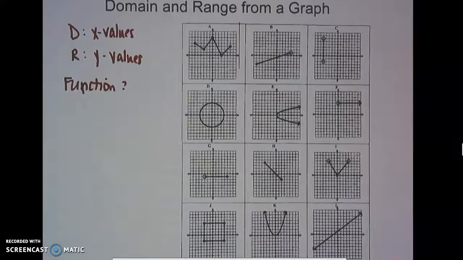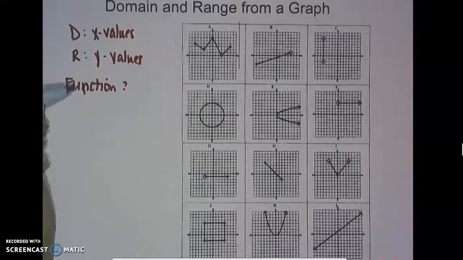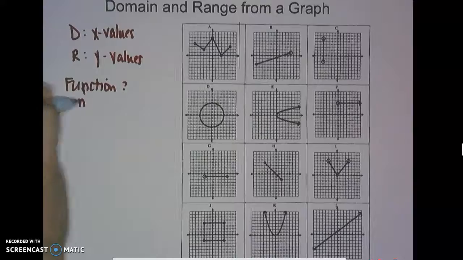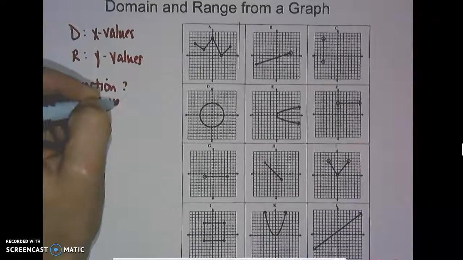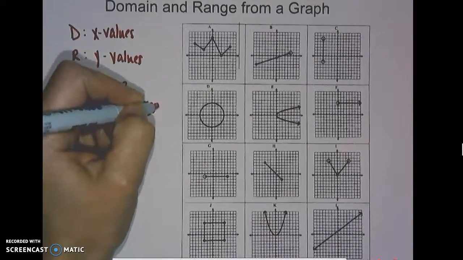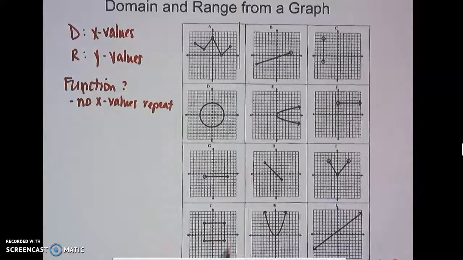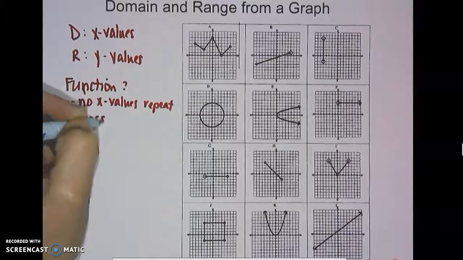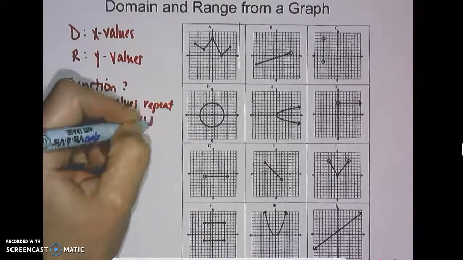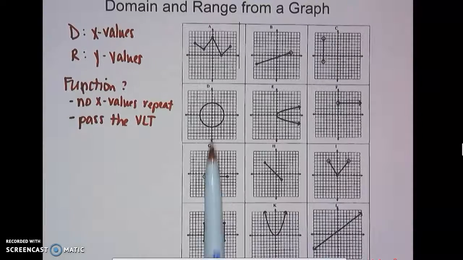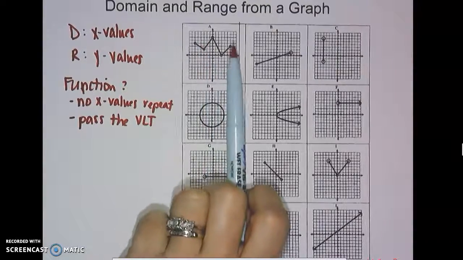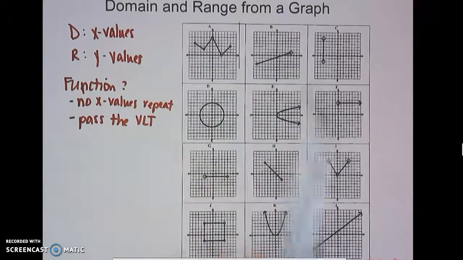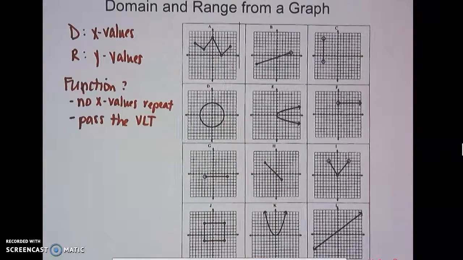So how do we know again with a graph if it's a function or not? Well, in general, function means that no x values repeat. What does that look like on a graph, though? That means that it needs to pass the vertical line test. So remember, if we were to create vertical lines across this, whether we're just sliding your pencil across or things like that, if it touches the graph more than once, then it's not a function.